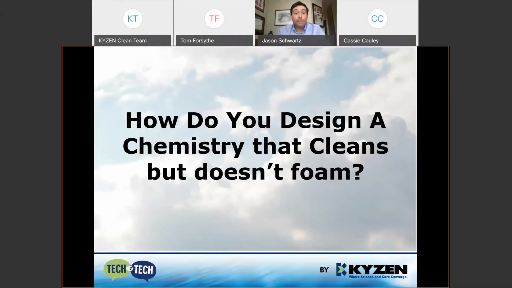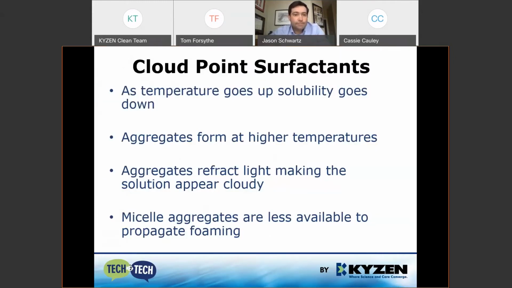So how do you design a cleaning chemistry that cleans but doesn't foam? Well, enter cloud point surfactants. Cloud point surfactants are interesting because as temperature goes up, solubility goes down. They have an inverse relationship with solubility and temperature. This is really important because as you get to these higher temperatures, those micelles that we talked about earlier actually aggregate together and pull out of solution. You can see this happening because they refract light, making the solution appear cloudy, hence the term cloud point.